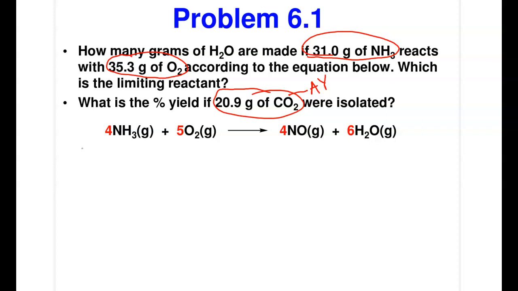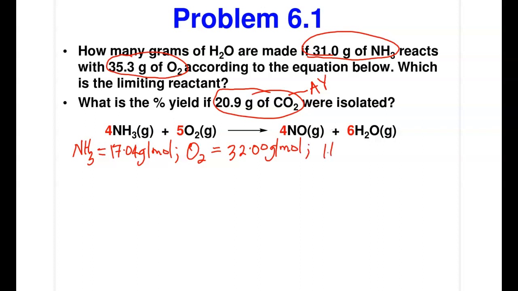The molar masses of everything I need: the molar mass of ammonia, I'm not going to calculate it, I'm just going to give you what it is. It is 17.04 grams per mole. Remember, I calculate my molar masses with 2 decimal places for the relative atomic weight of elements in the periodic table. Then oxygen, I did oxygen so many times here, is 32.00 grams per mole. And finally, I need water, which is 18.02 grams per mole.